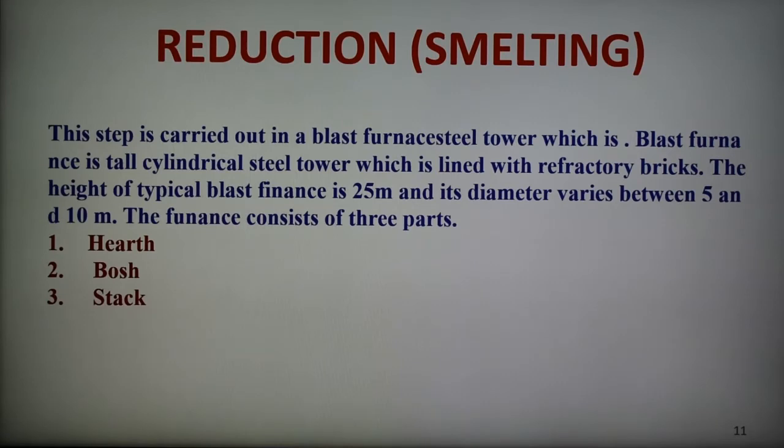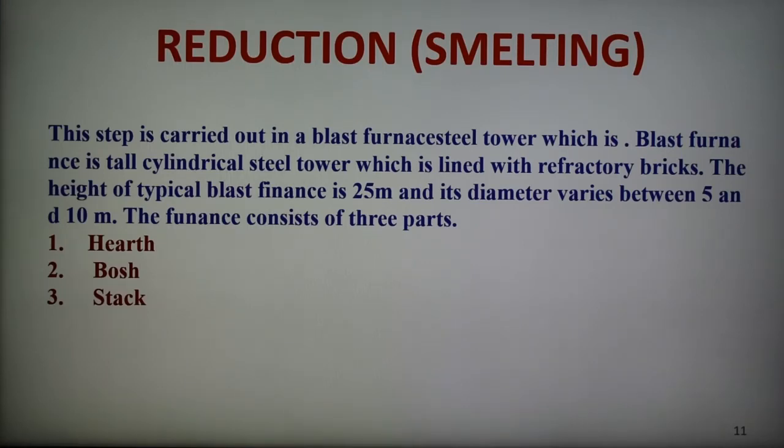And after that, the next step is reduction, also known as smelting. Now the question is, what is smelting? This is the next step. In this smelting process, the roasted ore is mixed with a suitable quantity of coke or charcoal, which acts as a reducing agent, and is heated to a high temperature above its melting point.